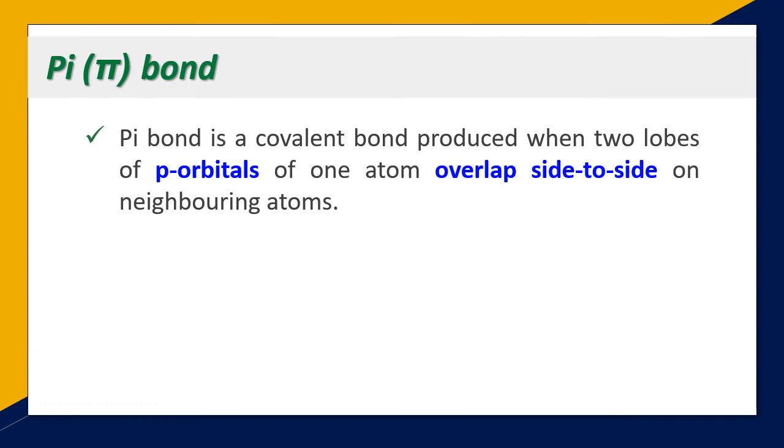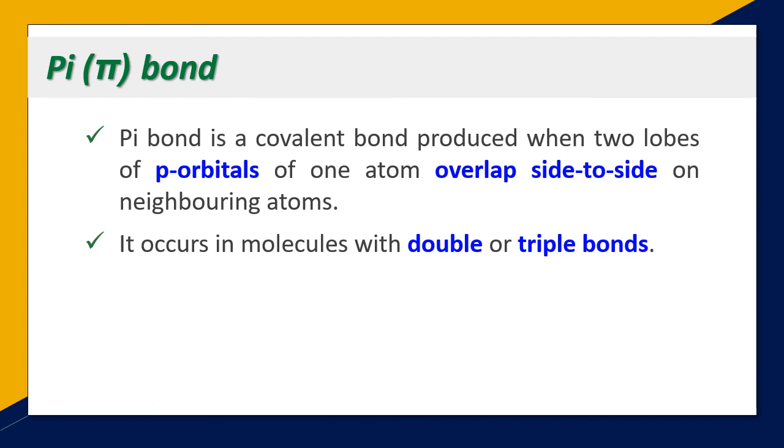How does the pi bond form? The pi bond is a covalent bond produced when two lobes of a p orbital of one atom overlap side to side with those on the neighboring atom. It occurs in molecules with double or triple bonds.